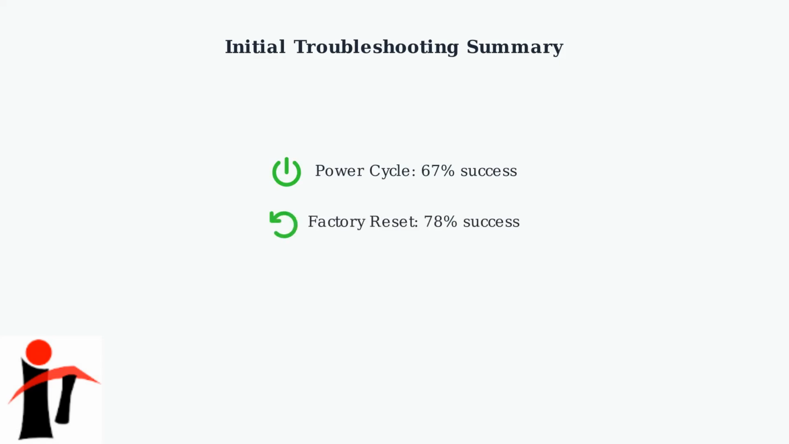These initial troubleshooting steps, power cycling and factory reset, resolve SSID visibility issues for the majority of Starlink users. When combined, they have a 94% success rate. If these steps don't work for you, advanced troubleshooting methods may be needed.